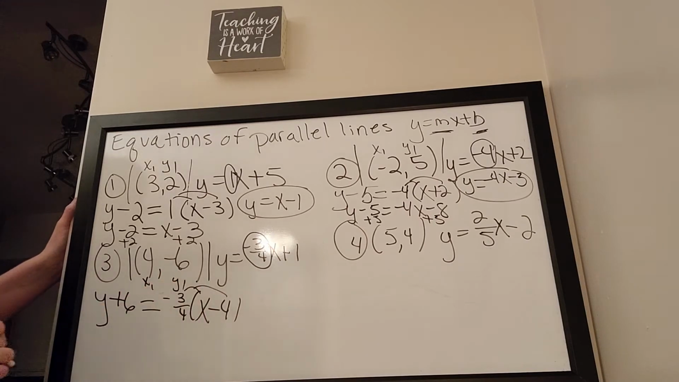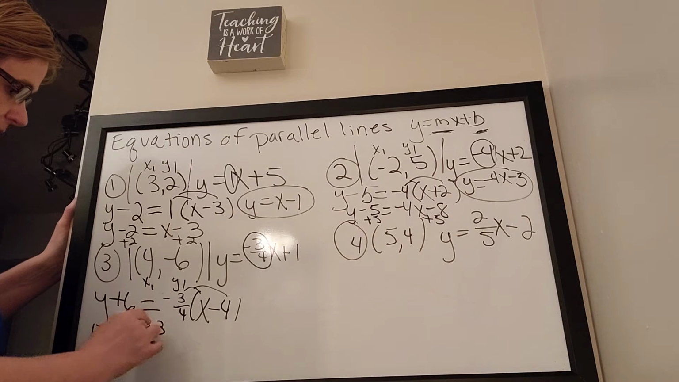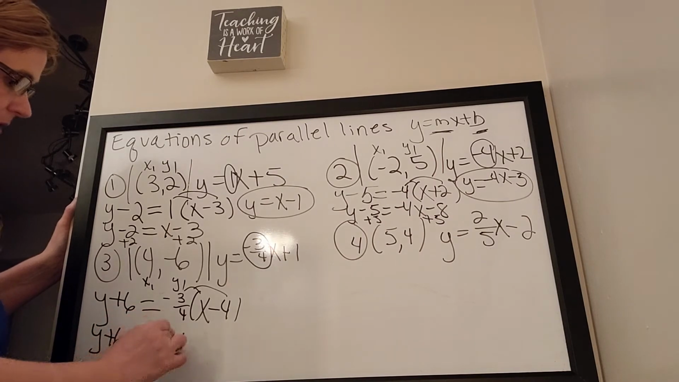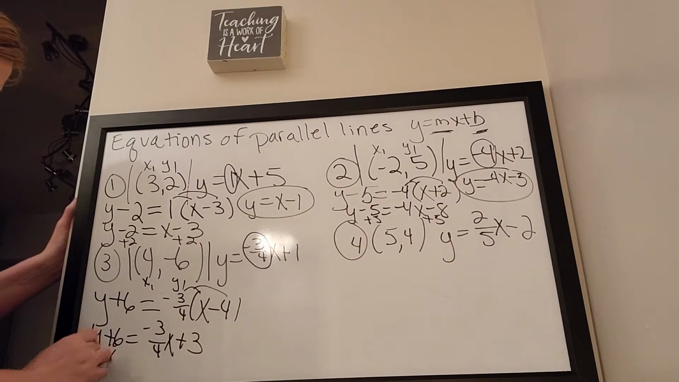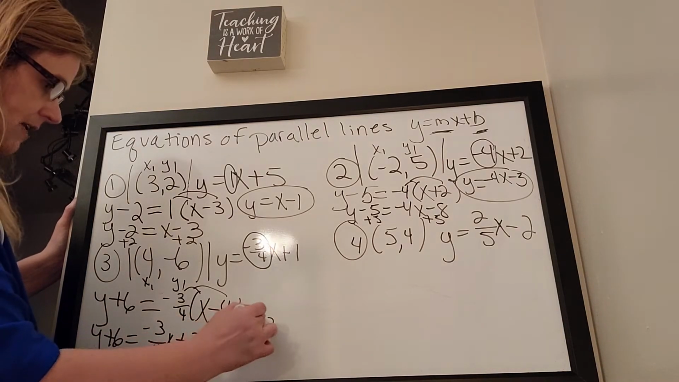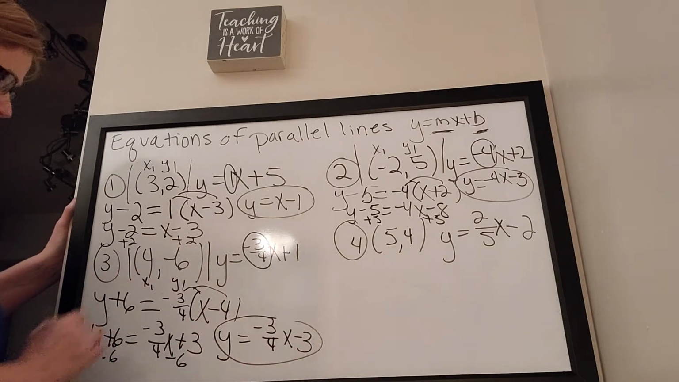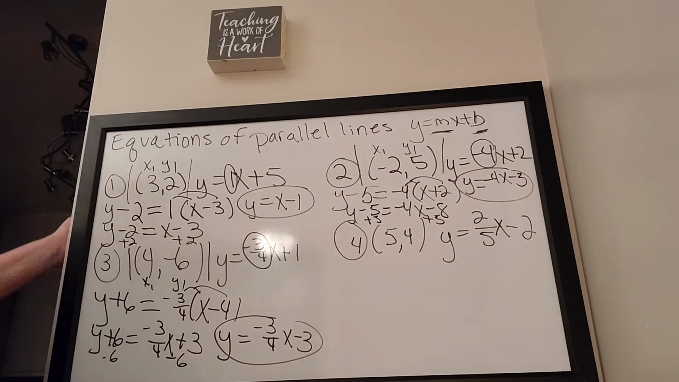Distribute, because I need to get this into slope-intercept. So y plus 6 equals -3/4 x plus 3. Need y by itself, so subtract 6 from both sides. Y equals -3/4 x minus 3. Both have a slope of -3/4, so they are parallel.